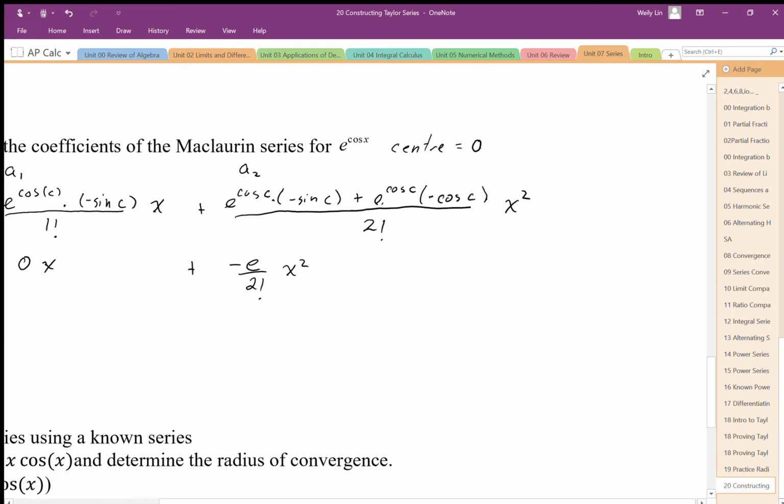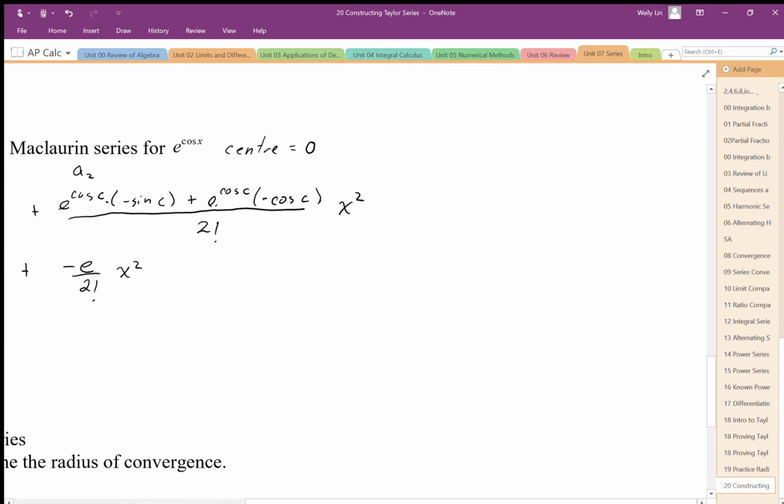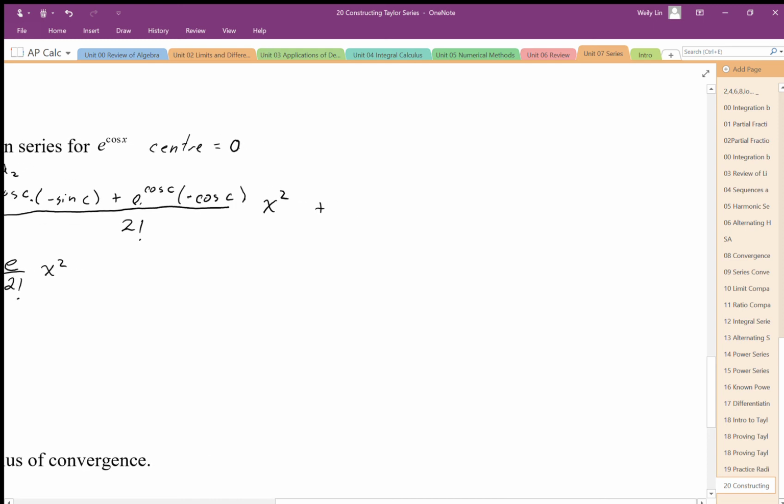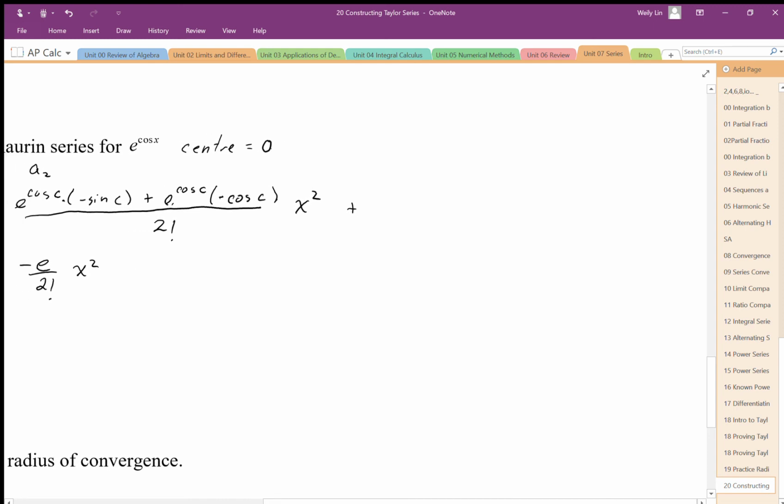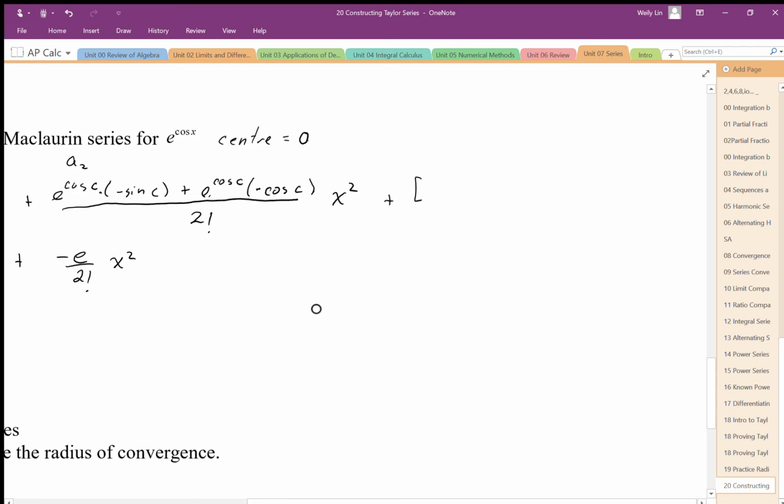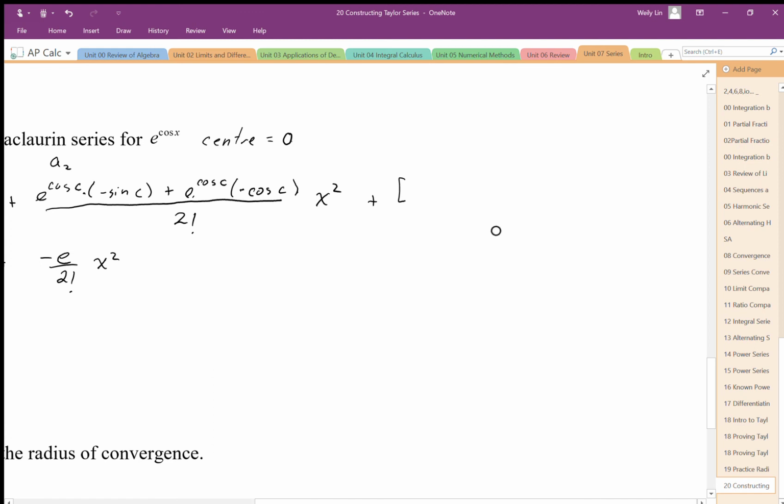Okay, so maybe we'll just do one more. Although it seems like enough, but let's just do one more since we're at it. So plus, well, it gets really messy now. Okay, so I'm going to have to apply the product rule twice. So I know I applied the product rule here, so I kind of know what the derivative of this is. It's just going to be the same thing.